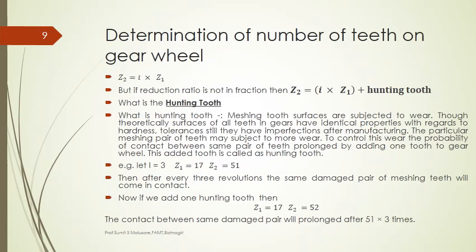Now what happens, in the first complete rotation of the gear wheel, pairing will be 1, 1 and 19. Now in the next rotation of the gear wheel, pairing will be changing as 1, then 19, then 37, then 18. Likewise, in each rotation pairing will be changing, and the wear life will get increased. So for that reason we have to consider the hunting tooth.